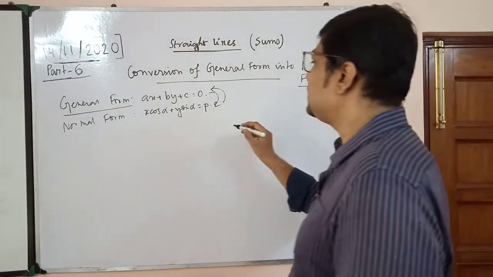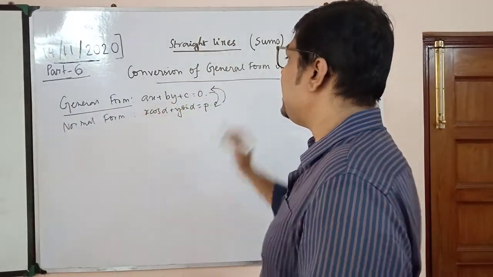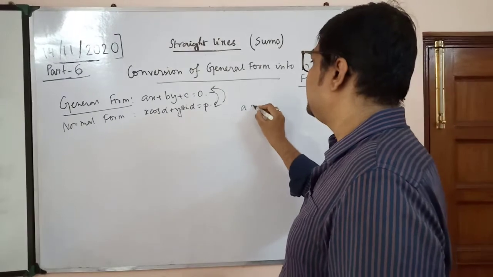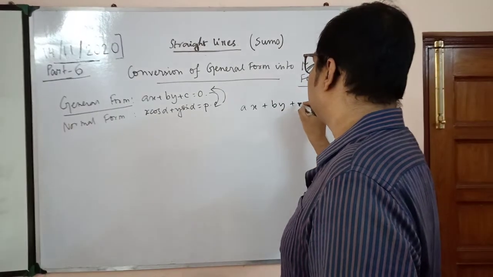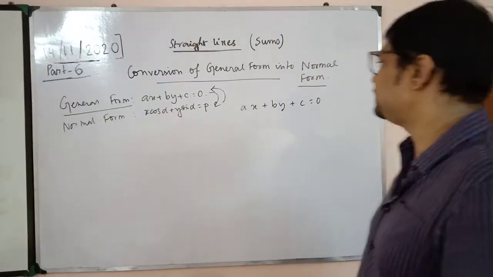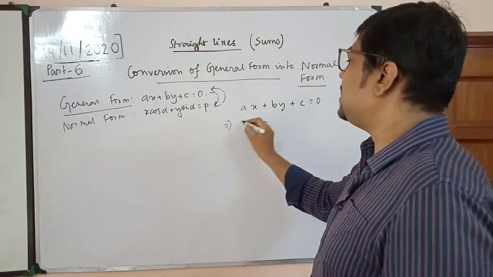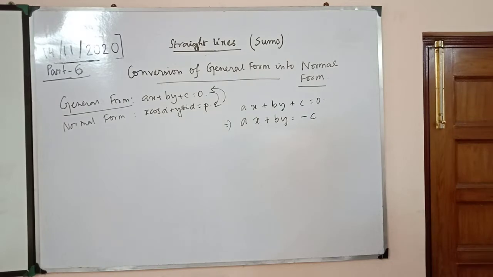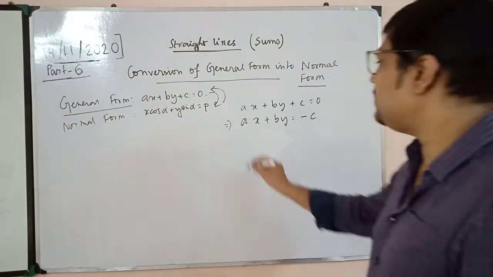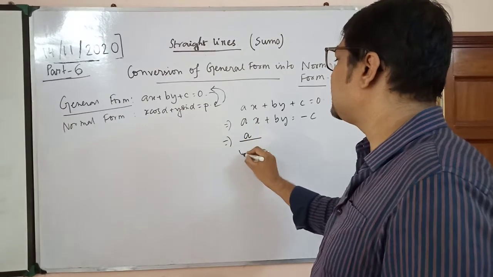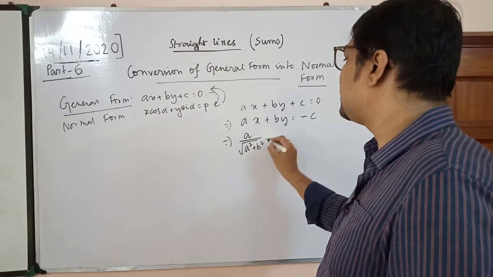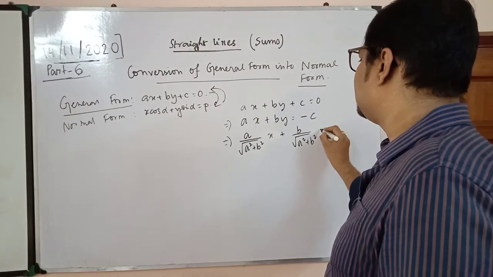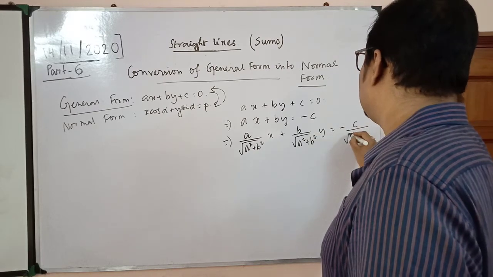Say we get this ax plus by plus c. So what we do generally, first we transport this c to this side and then we divide both sides by root over a square plus b square. Okay. Why so? I'll tell you.